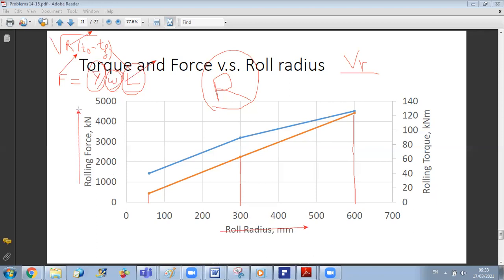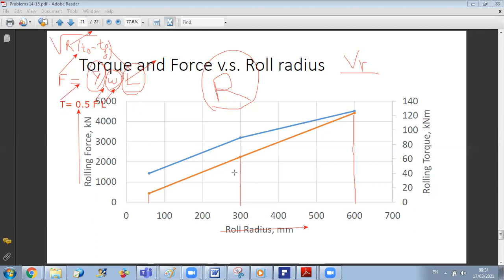Now if we also draw the variation of the rolling torque, you have the two curves drawn. For the torque formula, T for each roll is equal to 0.5 times the force times L. The radius will affect the torque more, because the force is already increased and the length is increased, so this will increase the torque even more.